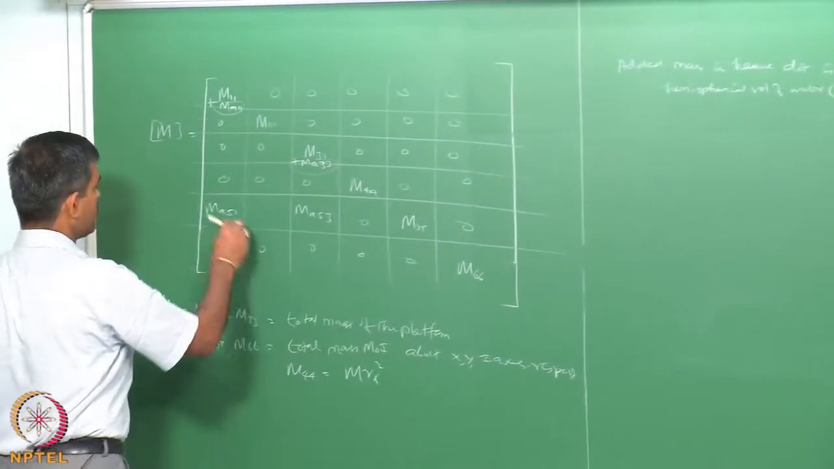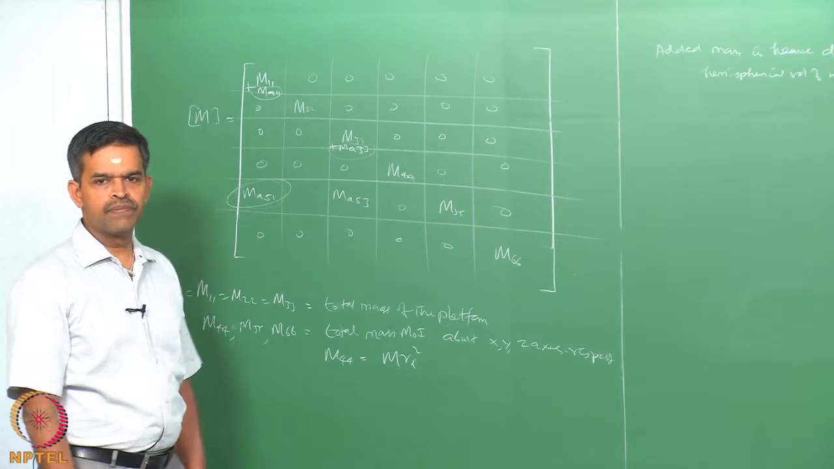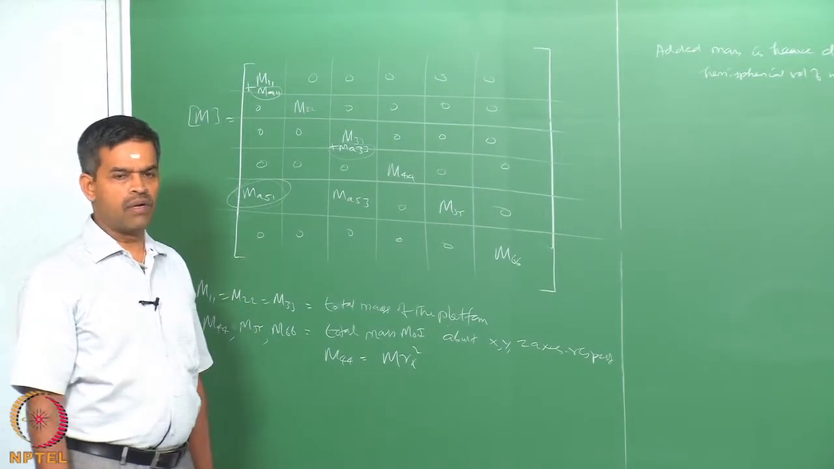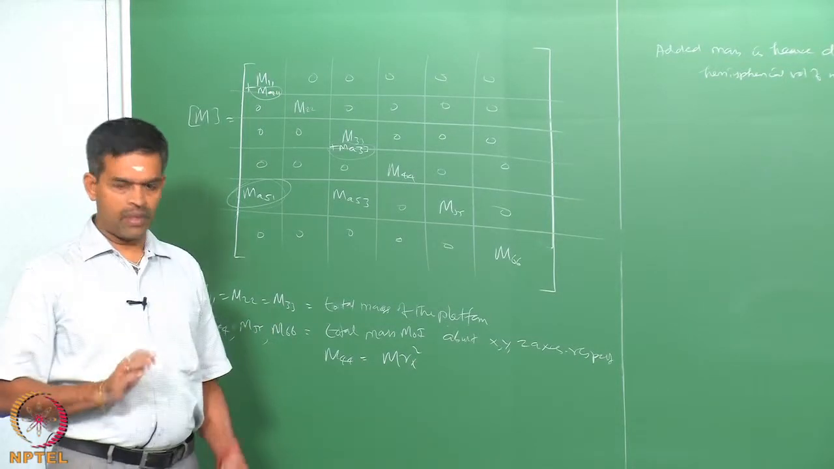One can see here from the mass matrix that the presence of off diagonal terms indicates contribution of added mass due to aerodynamic loading. Okay.